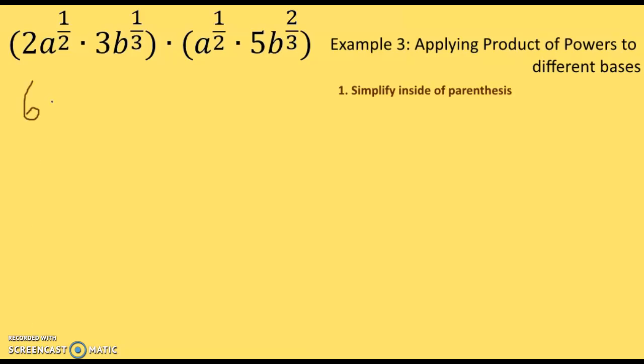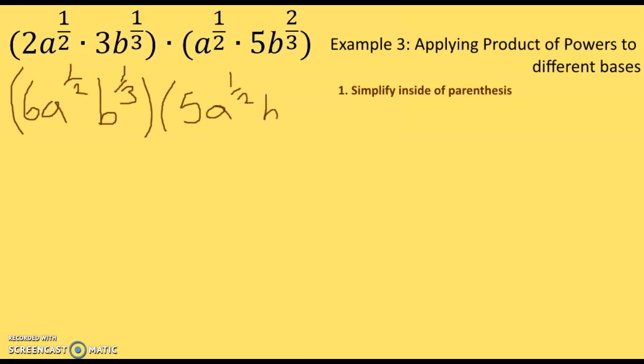So we're going to write 6 a to the 1/2 power times b to the 1/3 power. Notice I didn't write the dot. If you have nothing in between variables, it's assumed to be multiplication. And we'll put the 5 in the front for this one. a to the 1/2 times b to the 2/3.